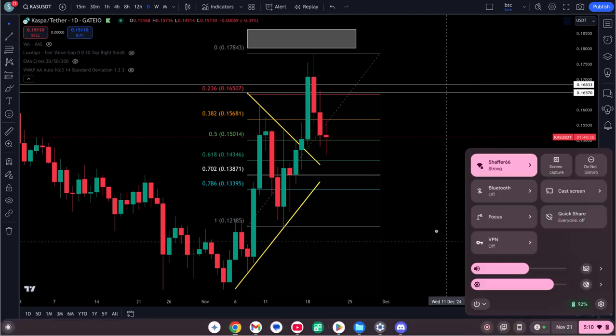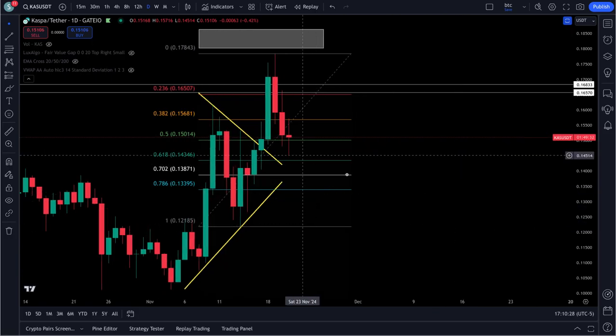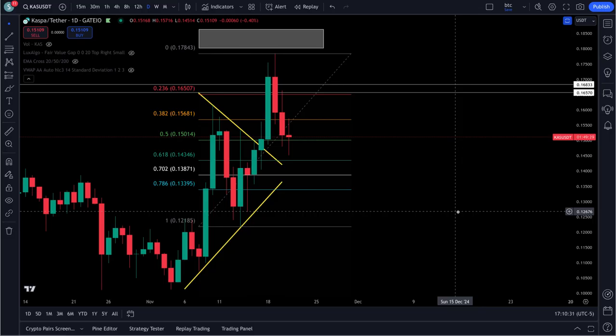Let's adjust this volume here before we get going too far. All right, now we got a Fibonacci on here. We're going to take a look at this and see where this pullback could end and where we could get a bounce from Caspa at.